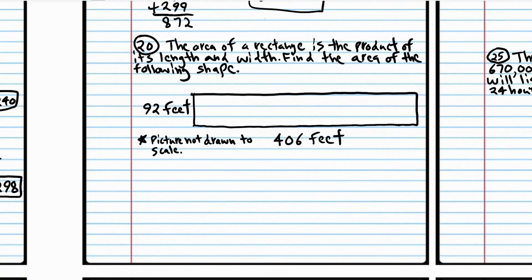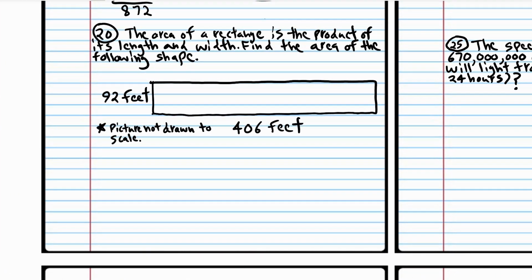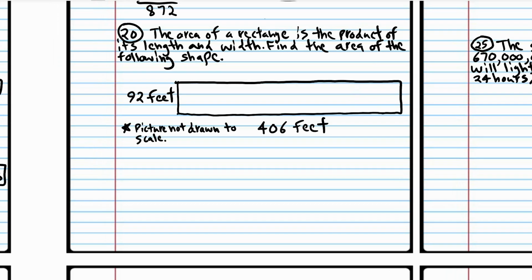All right, number 20. The area of a rectangle is the product of its length and width. Find the area of the following shape. Actually, in this problem, I'm giving you the definition of area, but I'm not going to give you the definition of area in the test that I'm going to give you in the next class. You're just going to have to know that to find the area of a rectangle, you have to multiply the length and the width.